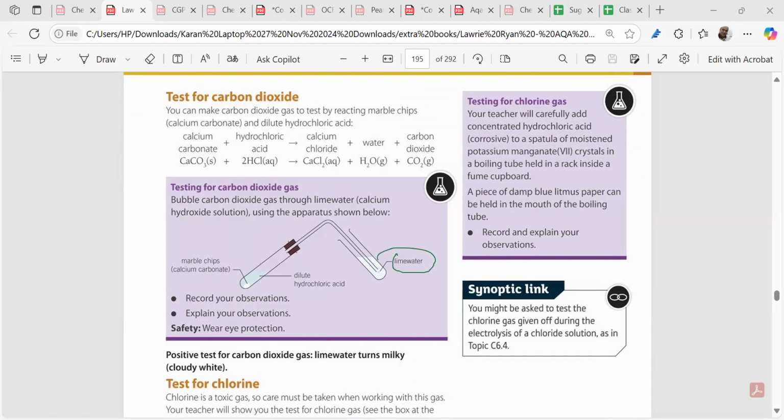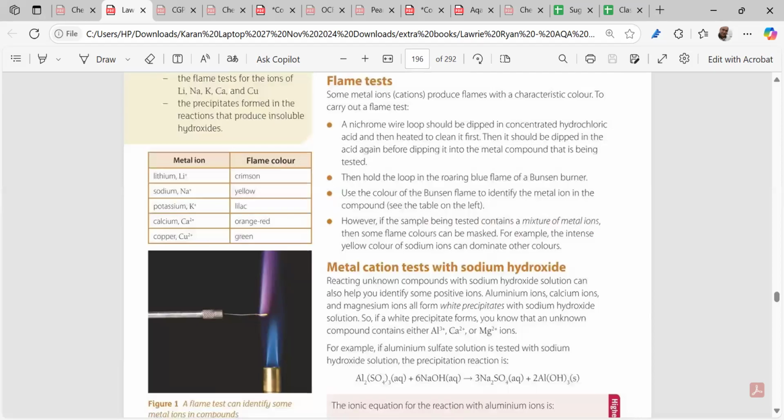Now next prediction, the flame test, right? There'll be a question: why do we use hydrochloric acid? We use hydrochloric acid to clean the nichrome wire, right? Isn't it? Please open your book.